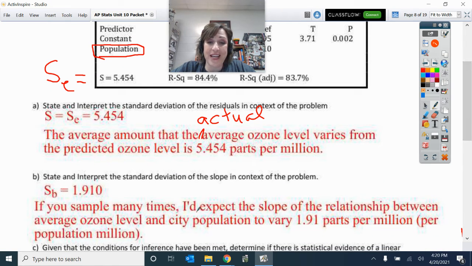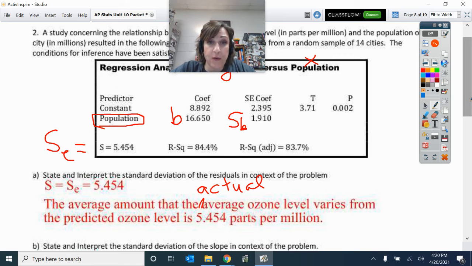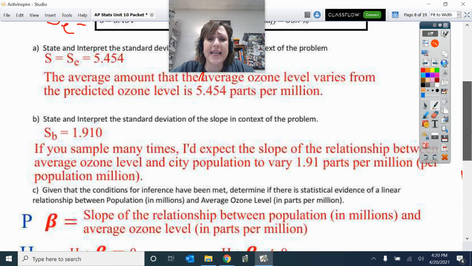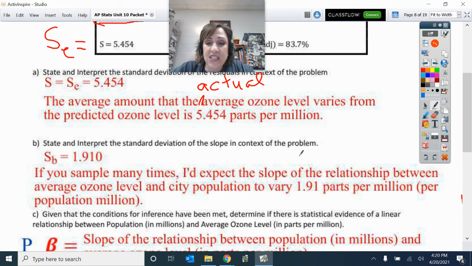And part B, standard deviation of the slope. So that is this 1.91. So if we sample many times, I'd expect the slope you find of the relation between average ozone level and city population to vary 1.91 parts per million per population million, because I'm trying to put the units for the slope there.